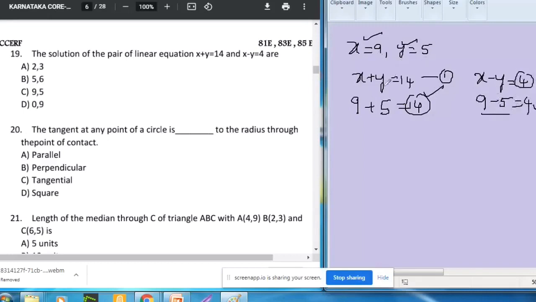So 9 and 5 are satisfying both the equations. So the correct option for this question is C, 9, 5. Whereas if you replace with A, B and D, it is not satisfying. So 9 and 5 are the correct option for this question.